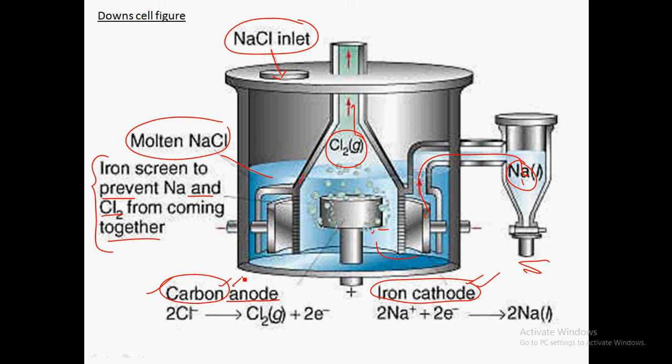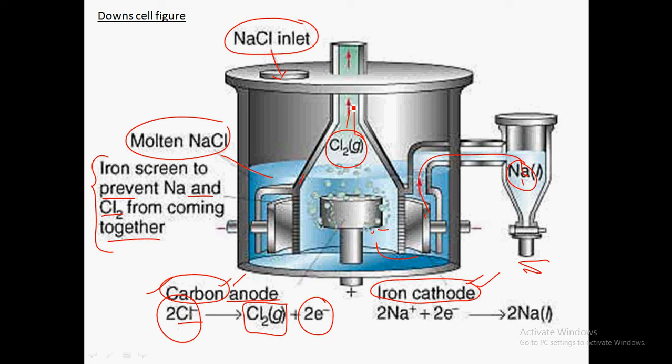So what is happening at anode? Cl minus, the negative ion, loses electrons at the anode. Here 2 Cl minus means each chloride loses 1 electron, so a total of 2 electrons are lost, and what is left is Cl2, which goes out as a gas.